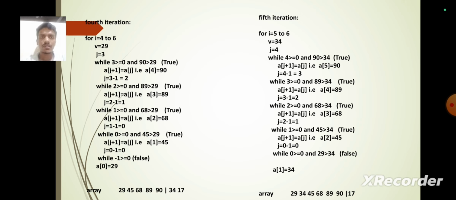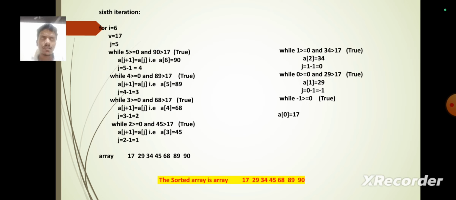For that, A of 3 equals 89, j equals 2 minus 1 equals 1. While 1 is greater than or equal to 0 and 68 is greater than 29 is true, and A of j plus 1 equals A of j. j equals 1 minus 1 equals 0. While 0 is greater than or equal to 0 and 45 is greater than 29, the statement is true. A of j plus 1 equals A of j, and j equals 0 minus 1 equals minus 1. While minus 1 is greater than or equal to 0, the statement is false. A of 0 equals 29.